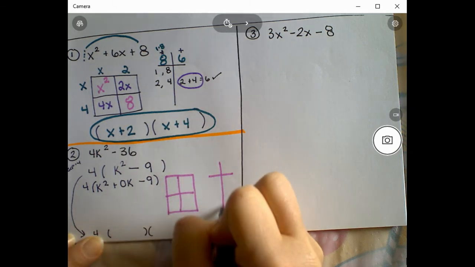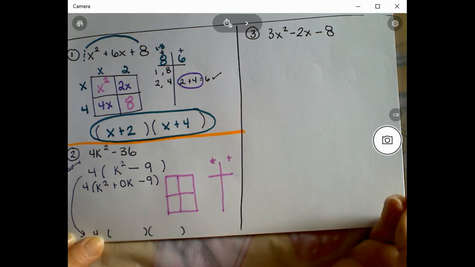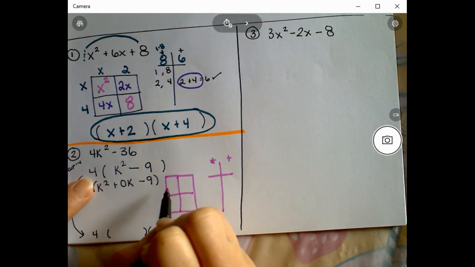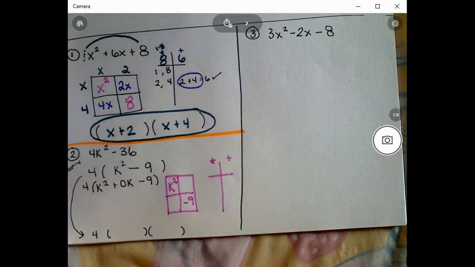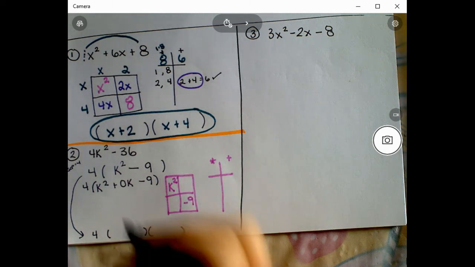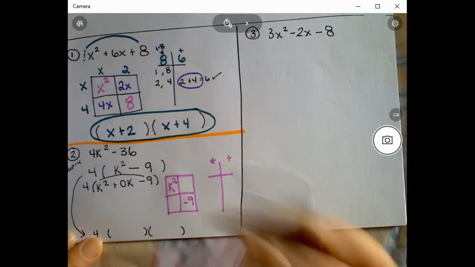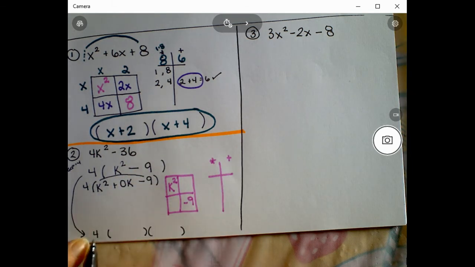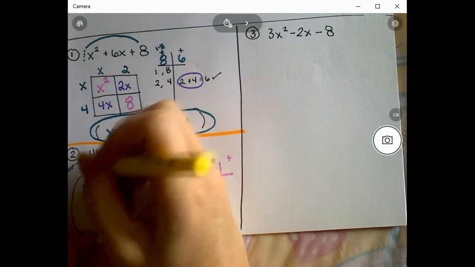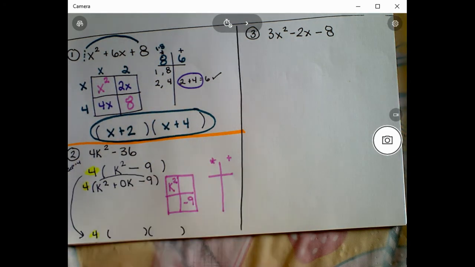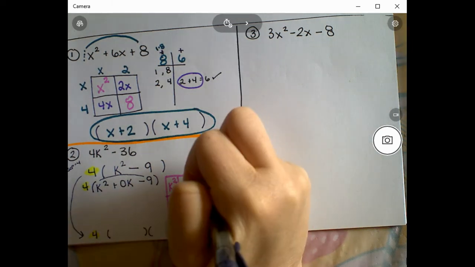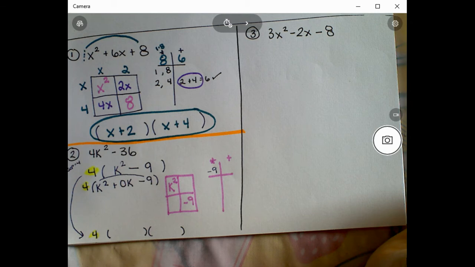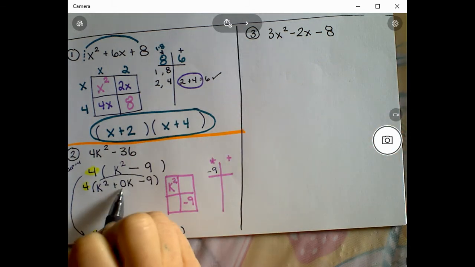All right, so we need a box and our T-chart. For our box, we're going to have k squared and -9. All right, and we need to multiply first term times last term. Now keep in mind that 4 is right here just waiting for us. We took out the GCF and now it's just waiting at the bottom. So 1 times negative 9 is negative 9. And we need it to add up to the middle term, which is 0.